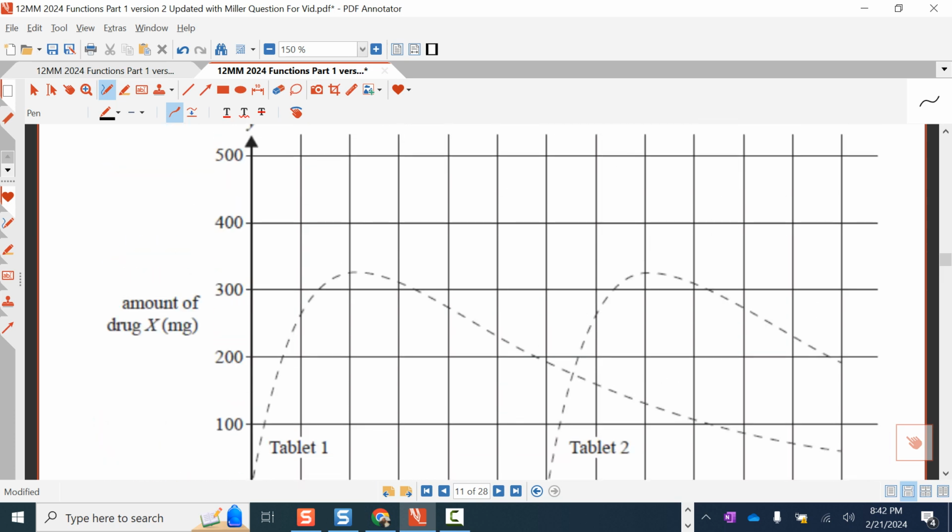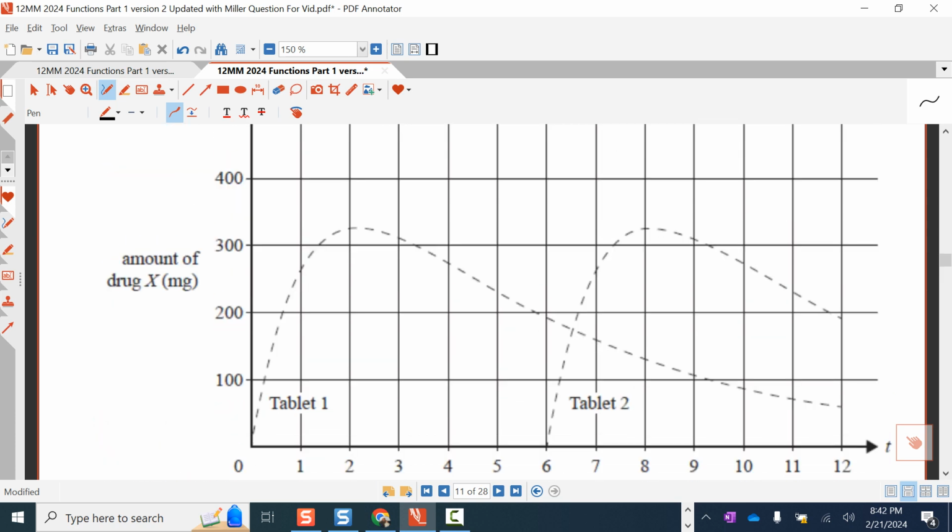Okay, so basically what's going to happen is we've got the first 6 hours just as it was before. So it's got to go directly on the line. Mine's a little bit sketchy. That's the first 6 hours. Now what happens at the 6 hour mark is someone takes a second tablet. So to sketch what the graph should look like, we'll use addition of ordinates.